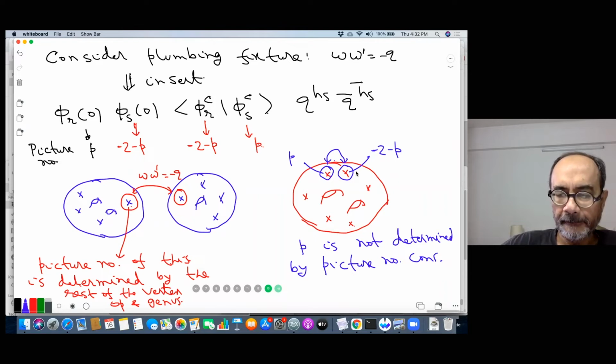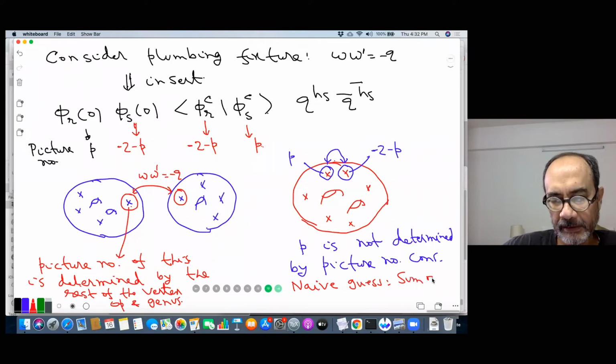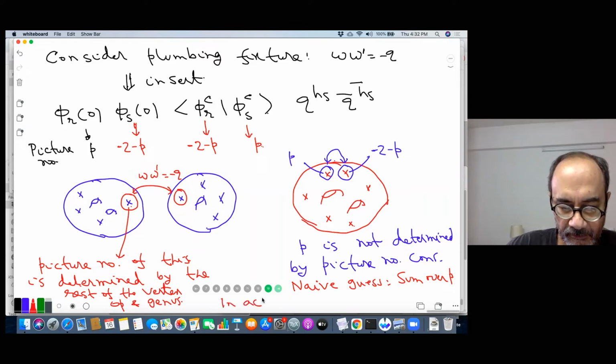So what should we do here? The naive guess will be to sum over P. You have to have completeness, so you have to sum over all possible picture numbers. In actual practice, we have to fix P.